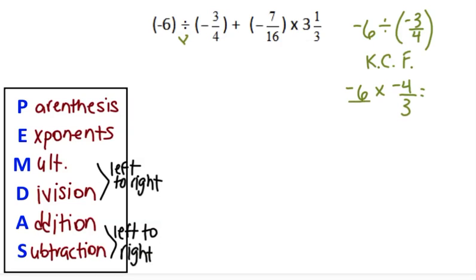I can put the -6/1 because -6 was a whole number. -6 times -4 is a positive 24 because a negative times a negative is a positive. 1 times 3 is 3. So I get 24/3, which can reduce to 8. So I'm going to put an 8 under here since I just did -6 divided by -3/4 and bring everything else down.